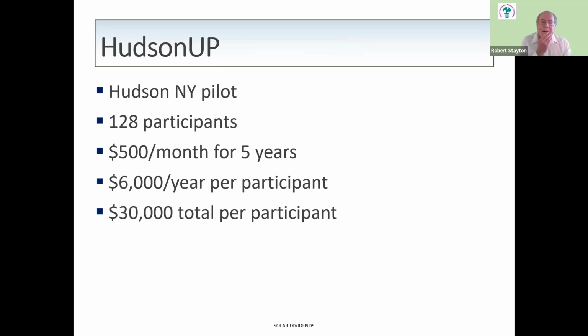Let me show you a hypothetical example that shows the potential for guaranteed incomes when all the factors align. Let's look at the Hudson Up Guaranteed Income Pilot Project in Hudson, New York. They have 128 participants getting $500 per month for 5 years. That amounts to $6,000 per year for a total of $30,000 per person over the course of the 5-year pilot project.